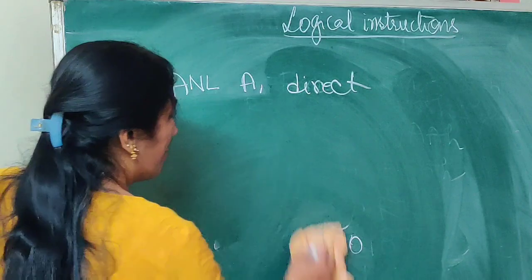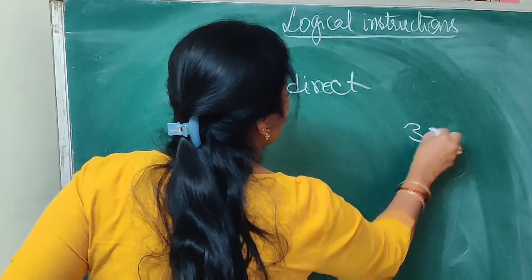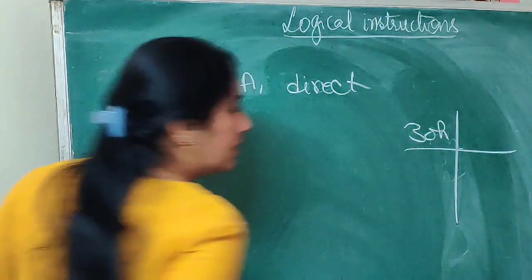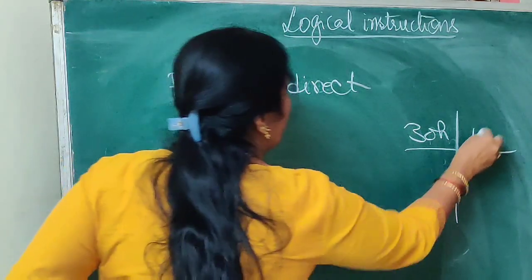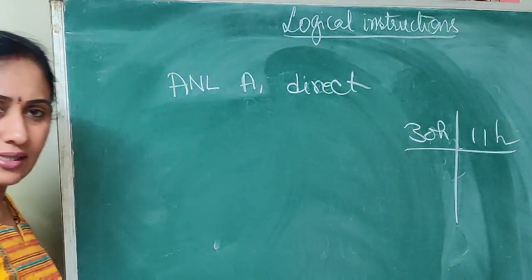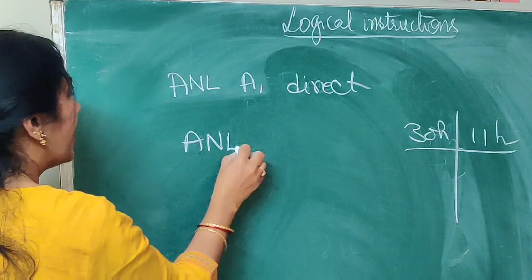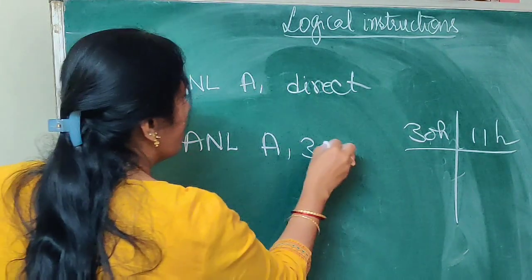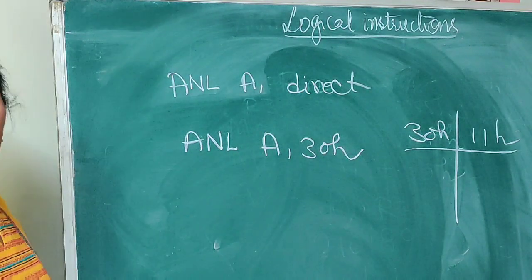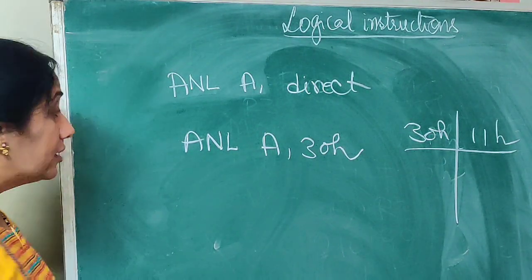Let me take an example. Say in 30 hex memory location, I have loaded certain data, say 11 hex. Now, if I want to give the example for this one, I'll write like this: ANL A, 30 hex.